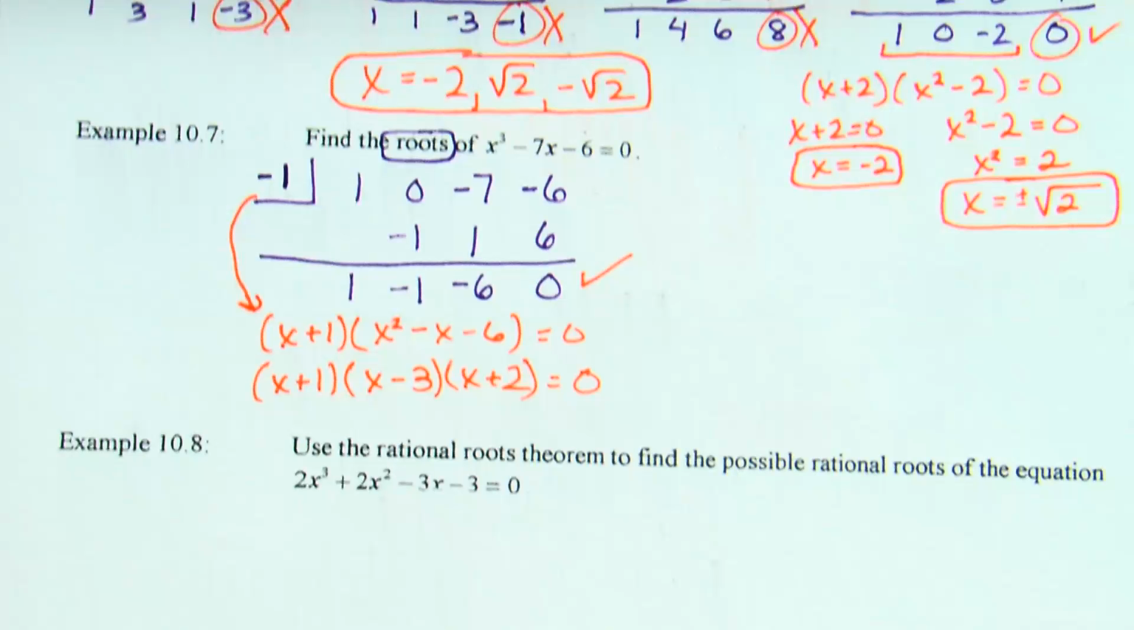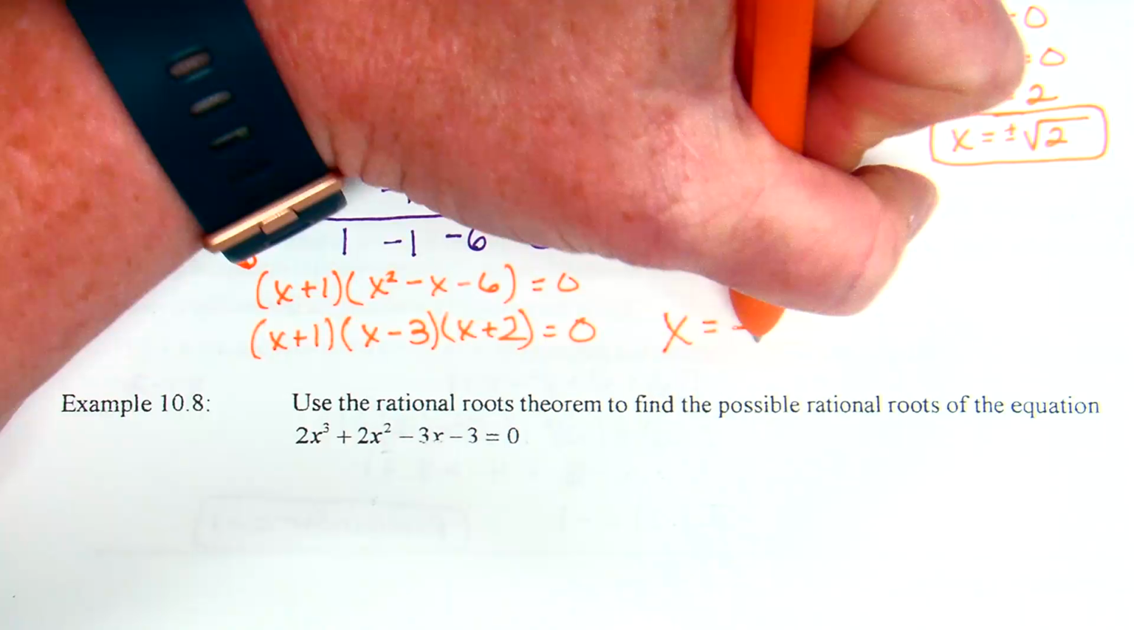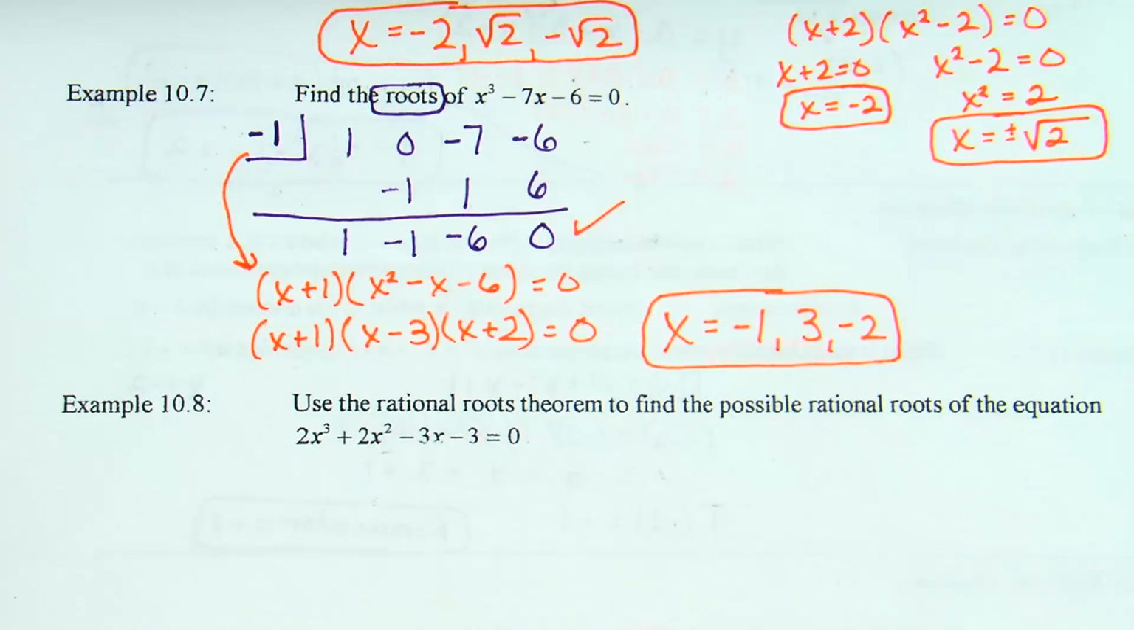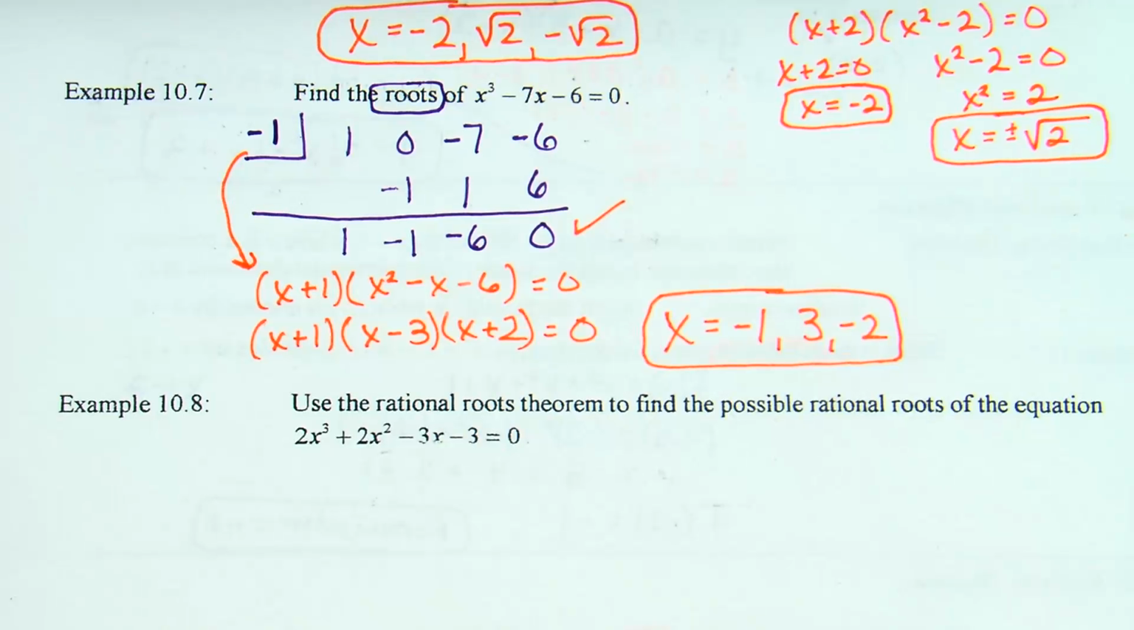Because since that factors, we can just go ahead and say, what are our roots, or in other words, our solutions? -1, 3, and -2. So much nicer when it factors, right? And there's always that possibility of like quadratic formula. Okay?